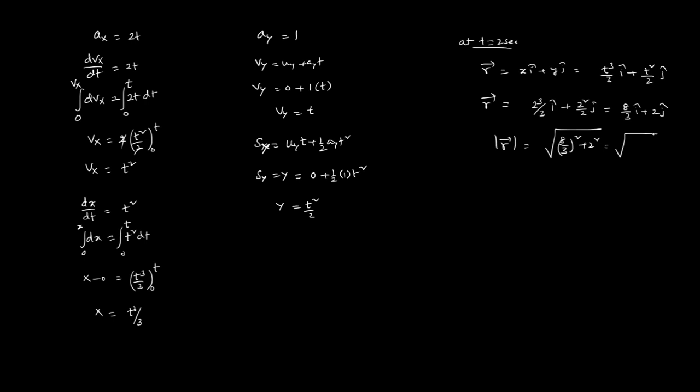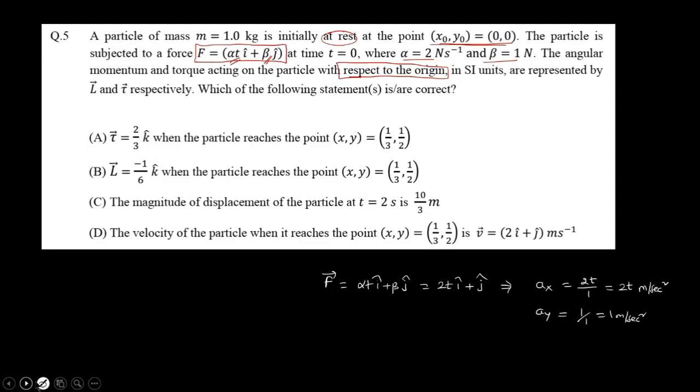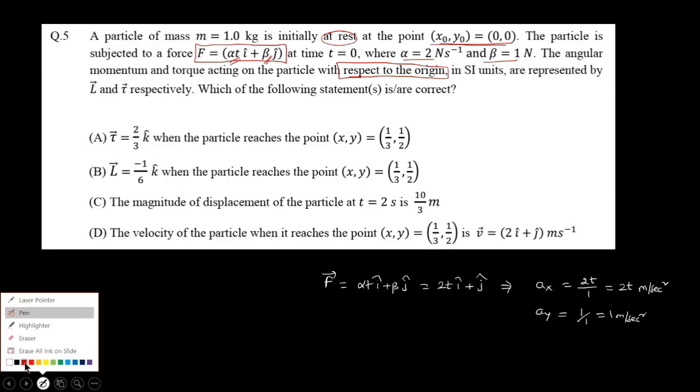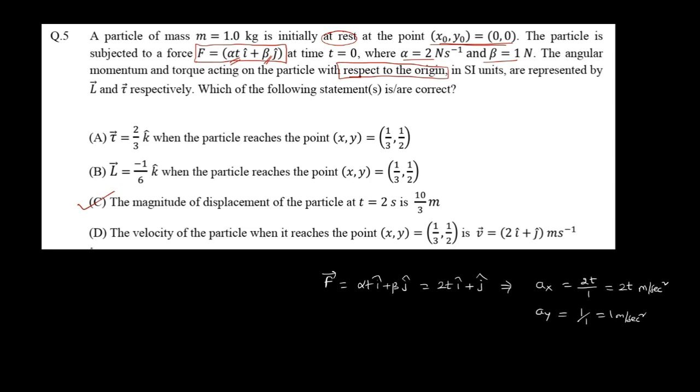You will get root of 64 by 9 plus 4. Then the magnitude of r bar is root of (64 plus 36) by 9. It is 100 by 9, which is nothing but 10 by 3 meter. This is the magnitude, so you will get option C. Option C is correct. Now let us go with the velocity.